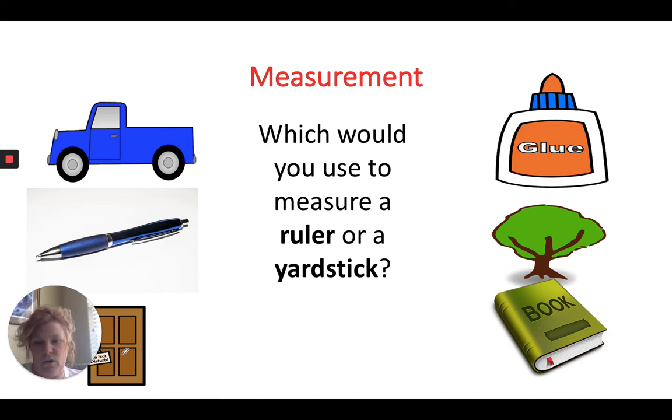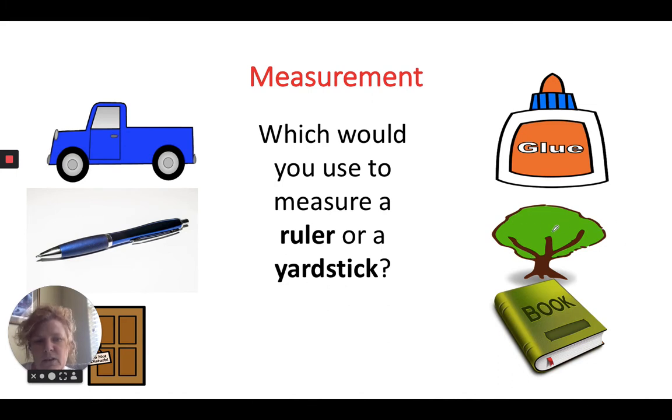What about a door? A door. Now, even though we could use the ruler, the best way to measure it would be something that is bigger because a door is so big, we would use the yardstick for the door. Over here, the glue. Now, glue is really small. It's almost like the pen is. So you would use the ruler for the glue.